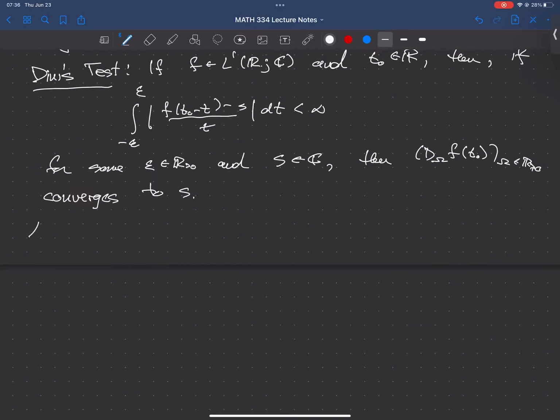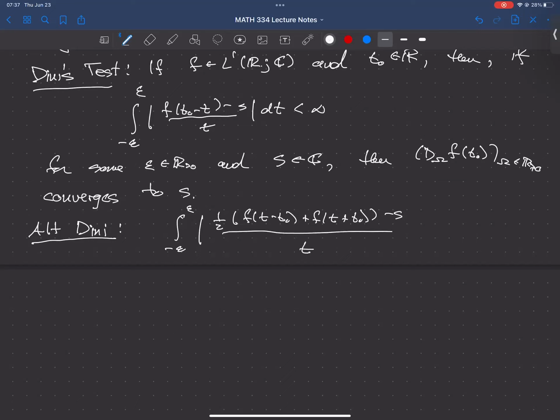There's an alternate version of Dini's test, and we talked about this for Fourier series as well. It's the same statement, except you replace this integral with an averaged version, like so: the integral of the absolute value of f of t minus t naught plus f of t plus t naught minus s, over t, dt, less than infinity. The rest of the statement is identical. And just like for Fourier series, you can use Dini's test directly to prove convergence of the Fourier integral at points of differentiability.